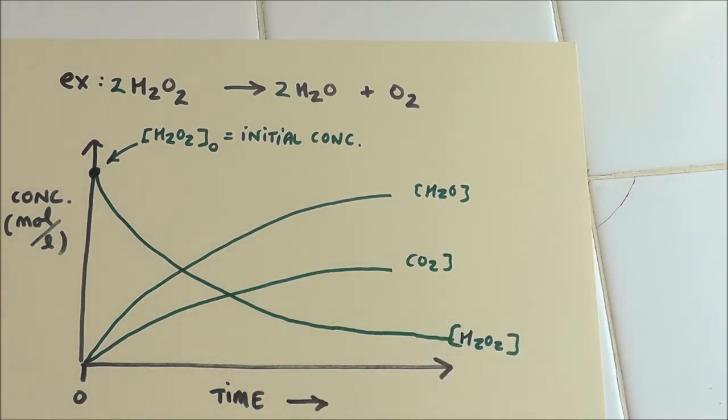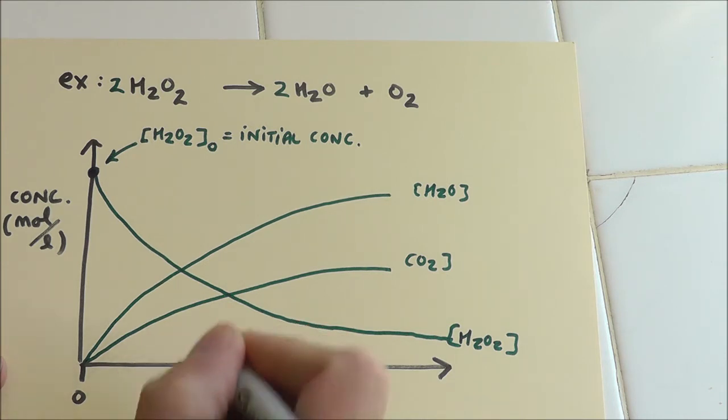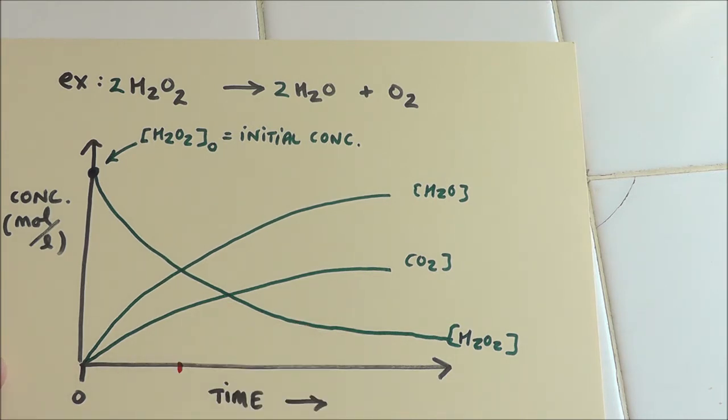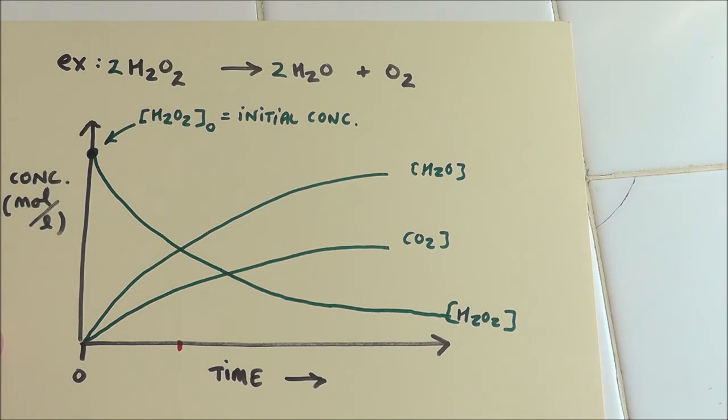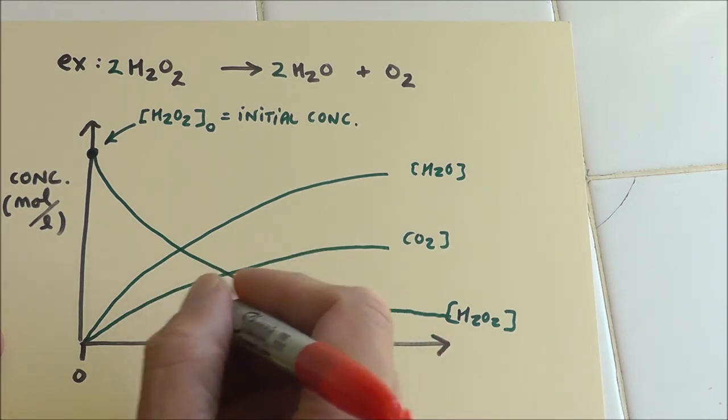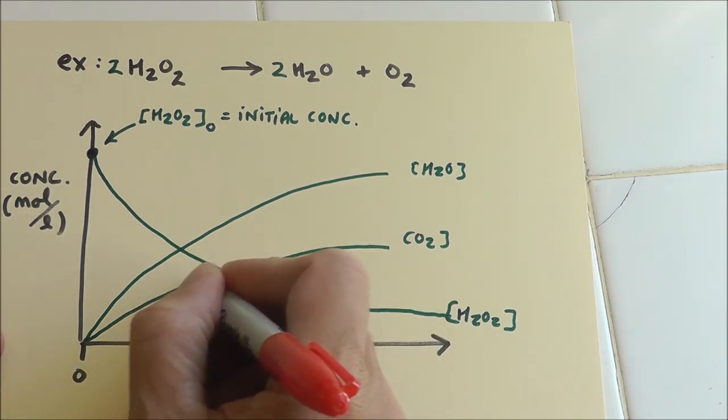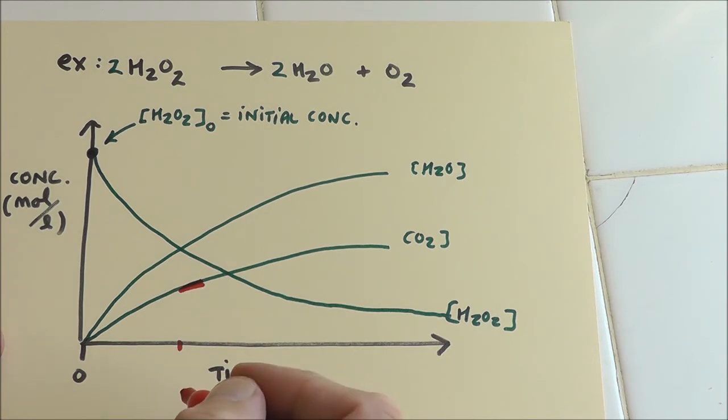And now, what are we talking about when we're talking about the rate of something? We are talking about the change in concentration over the change in time. So if I just pick any time there, who knows how many minutes that is, or seconds, or femtoseconds, or years, that's a slope.